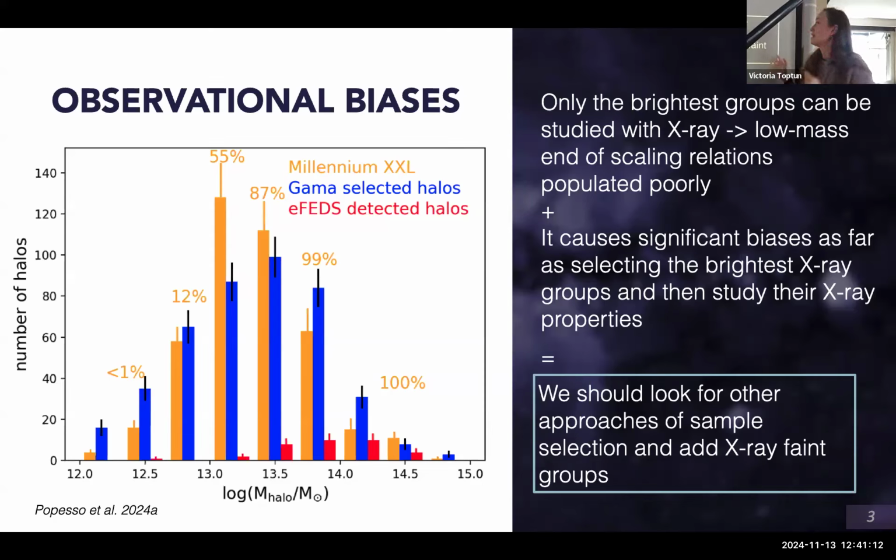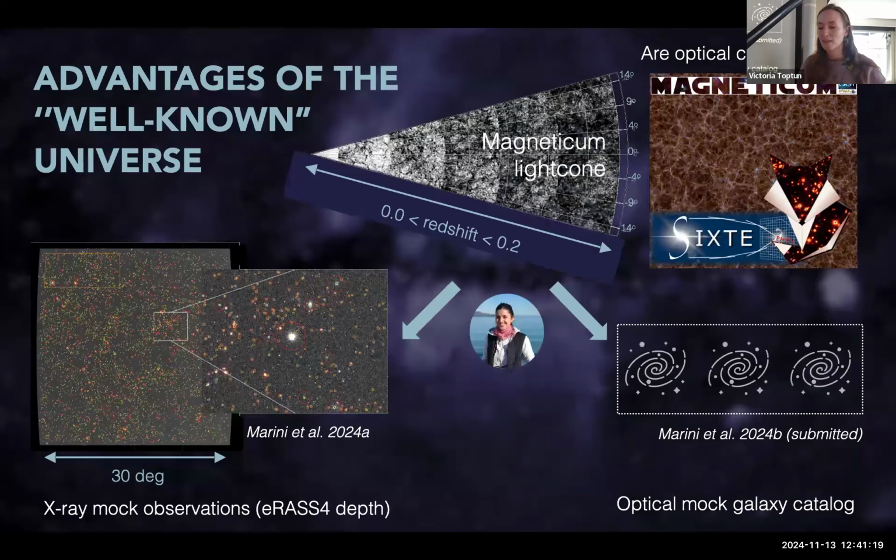So we decided to look for other approaches to sample selection and somehow add X-ray faint groups to our sample. As I already showed, we can also select groups by optical selection based on their luminosity, stellar mass, and the velocity field of galaxies around. And then we face the problem of clarifying whether optical selection is reliable or not. So for that, we decided to use the advantages of a well-known universe in simulations.